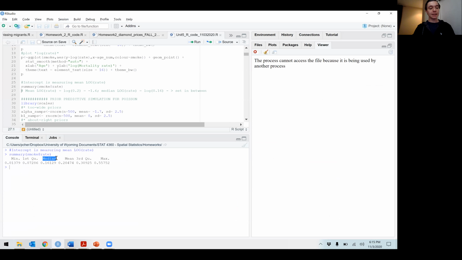My observed median is 0.16, so I'm going to set it somewhere in between. I'm modeling the log mean rate, so I'm going to set that prior mean to be somewhere between -1.6 and -1.8. I'm going to set the prior mean for my alpha, the intercept, to be somewhere between the mean and the median. In this case, -1.7. That's how I got -1.7.